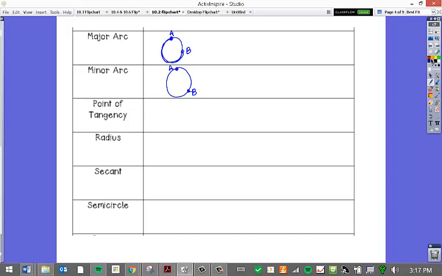Really want it to be red. The major arc is the longest one. Oh, well, it's going to be blue. And the minor arc is the shortest distance that connects those 2 points. So the major arc is more than halfway around the circle.